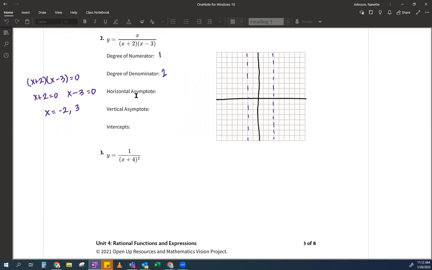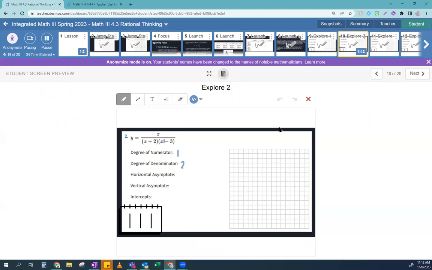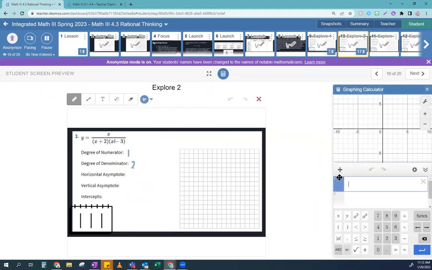In terms of horizontal asymptote, did anybody guess at your horizontal asymptote? Did anybody guess? Someone said 0. Okay. Anybody else? 0. Okay, good. So I'm going to go back to our graphing calculator and actually graph it and see if this is what you guys thought it would be.